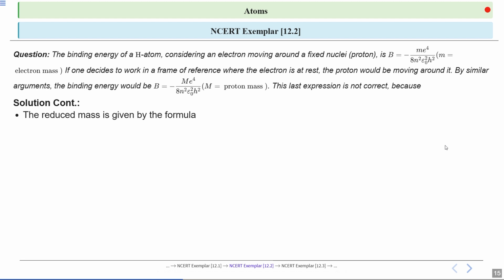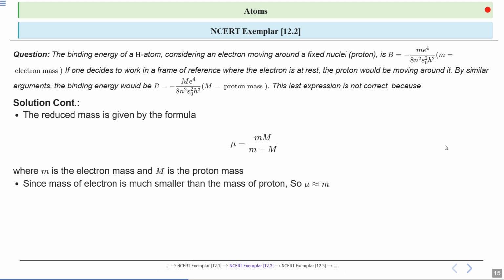So to answer this, let's introduce the concept of reduced mass. The formula for reduced mass is mu equals m capital M upon m plus capital M, where m is the mass of the electron and capital M is the mass of the proton. Here m stands for the electron mass, which is 9.1 times 10 to the power minus 31 kg, and capital M is the proton mass, which is 1.67 times 10 to the power minus 27 kg. Since the electron's mass is much smaller than the proton's, the reduced mass mu is approximately equal to small m, the electron mass. This means that in practice, using just the electron mass in the binding energy formula is a good approximation.